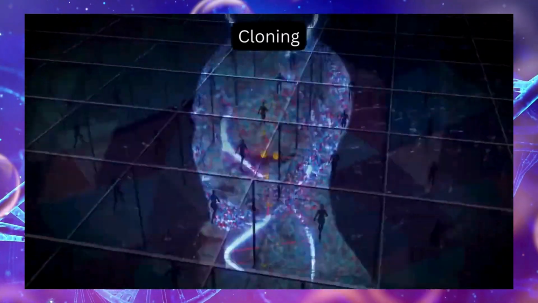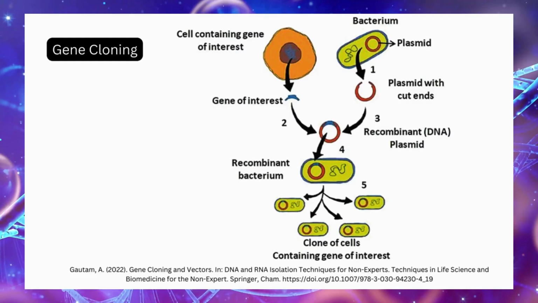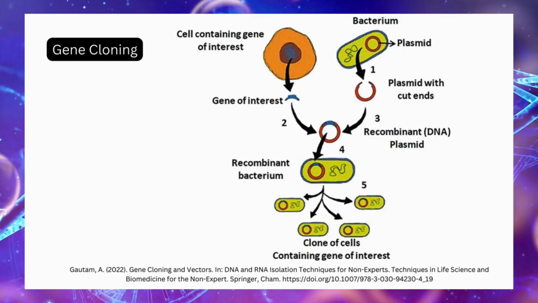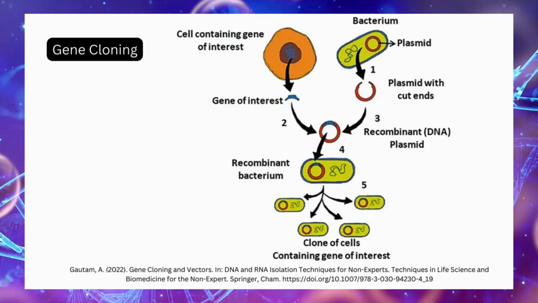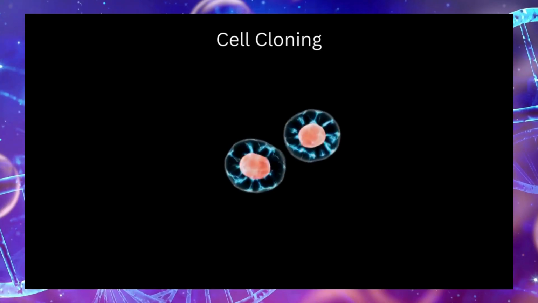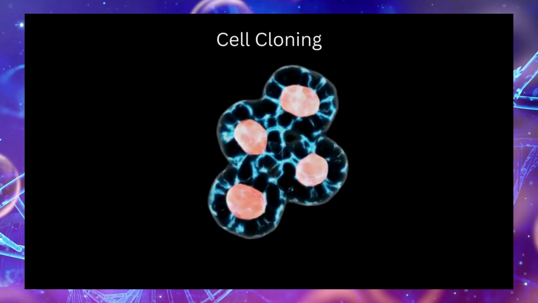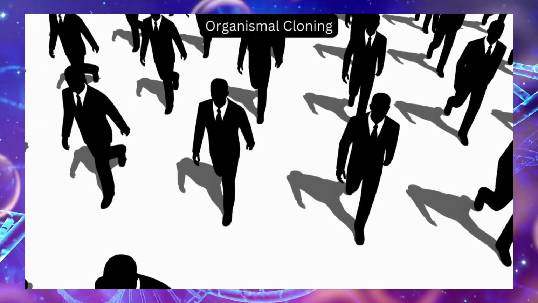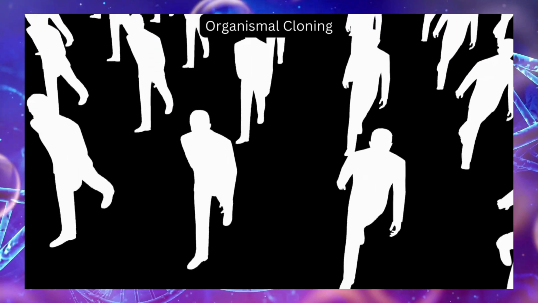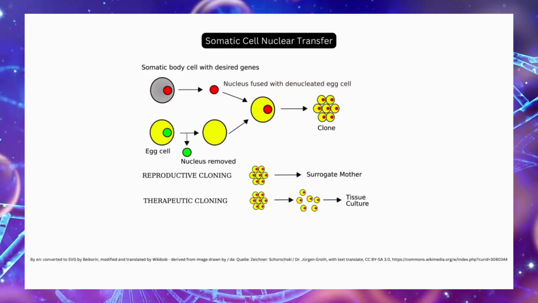Cloning is a process of creating identical copies of an organism, cell, or gene. Gene cloning is creating copies of specific DNA fragments or genes by inserting them into vectors and growing them into host cells, like bacteria. Cell cloning produces identical cells from a single original cell, often used in research to create cell lines. Organismal cloning produces a whole organism that is genetically identical to its original. This can be done through methods like somatic cell nuclear transfer.